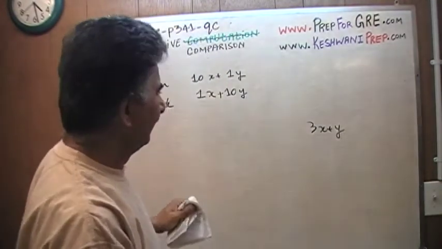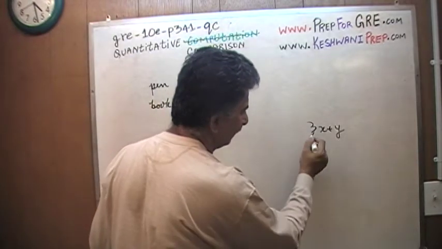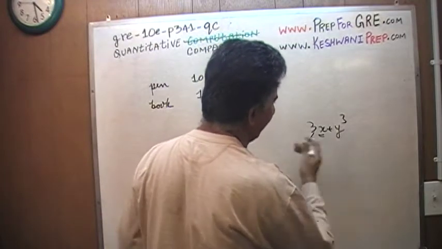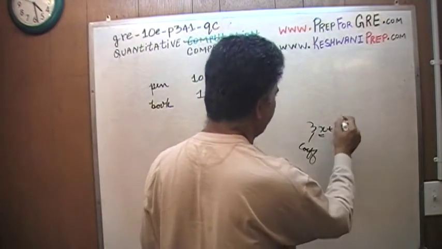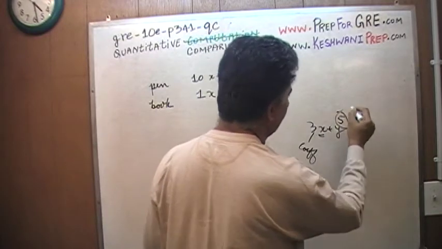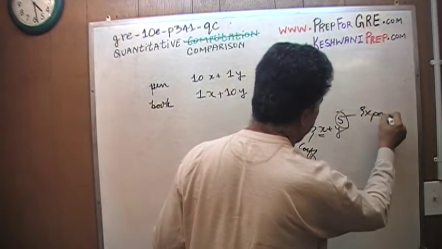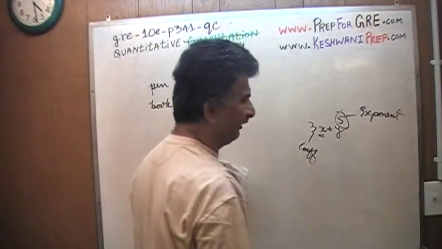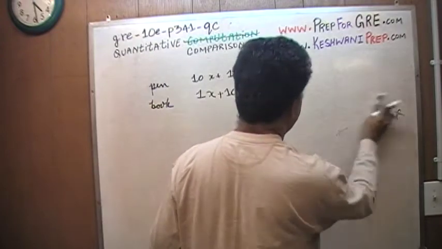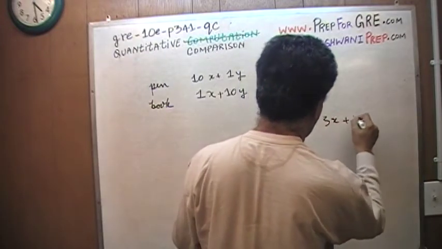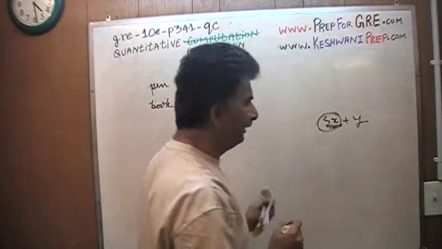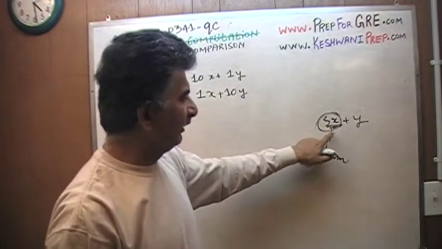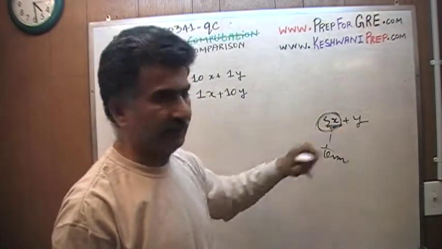This is called the coefficient. This is your variable. And if you had something like this, let's put a different one so we can distinguish it from this one, y to the 5th power, this would be called the exponent. And 3x plus y raised to the 5th is an expression. And 3x is referred to as a term. This expression has two terms. 3x is one term and y is another term.